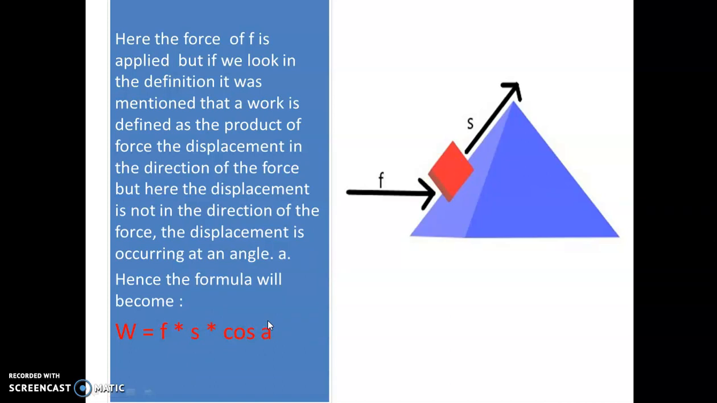Now the question will arise: why was it work equals force into displacement, without any cos A, when the displacement was in the same direction as the force? So guys, tell me, when the direction of the body was the same as that of the force applied, what was the angle? The angle was obviously 0, right? So if I put 0 here, do you know the value of cos 0? Let's check it out in the next slide.